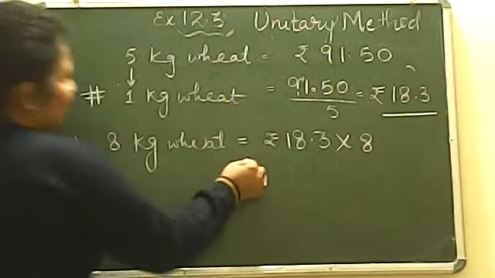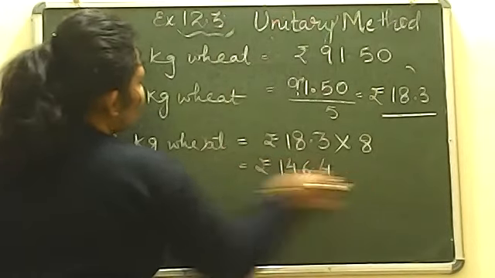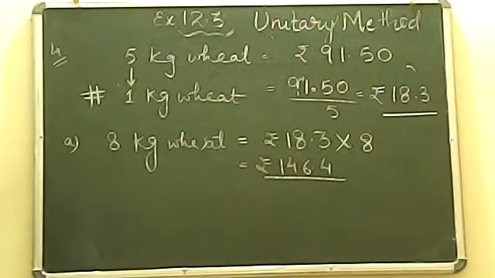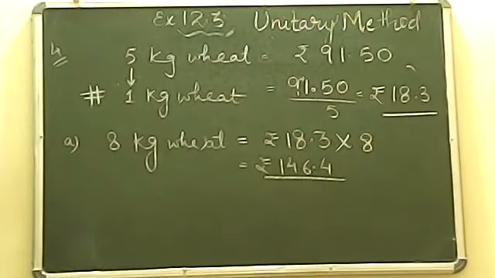146.4. Sanath is telling rupees 146.4. Sanath, have you matched your answer from the answer sheet? It is coming right because I have written your answer only. 146.4. This is the cost for, okay, thank you Sanath. This is the cost for 8 kg of wheat.